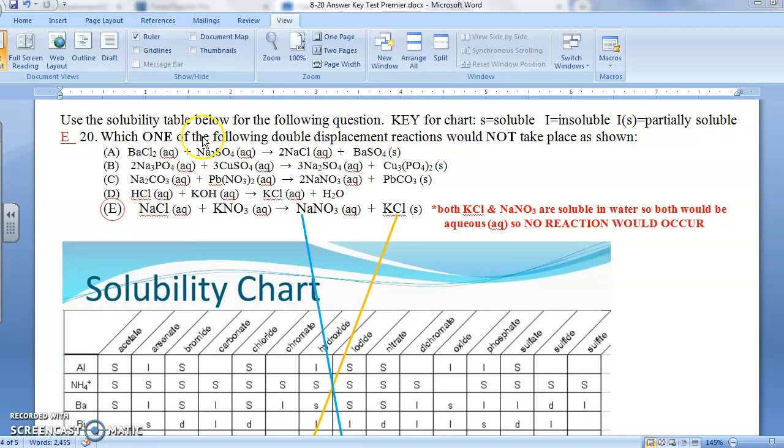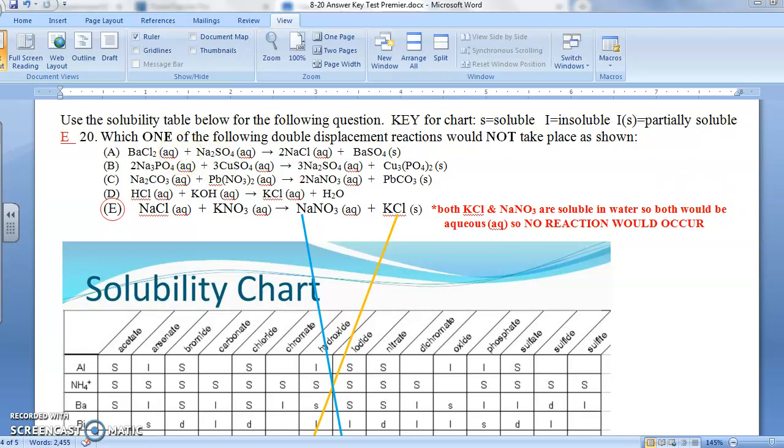Question number 20. Use the solubility table below to determine which one of the following double displacement reactions would not take place. Let's start off taking a look at letter A here. Letter A, we have barium chloride aqueous reacting with sodium sulfate aqueous. Aqueous means these ions are pulled apart.